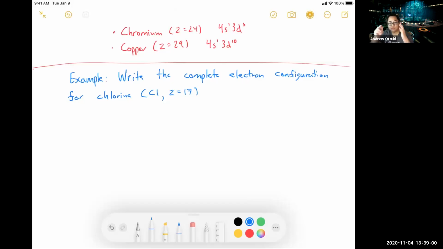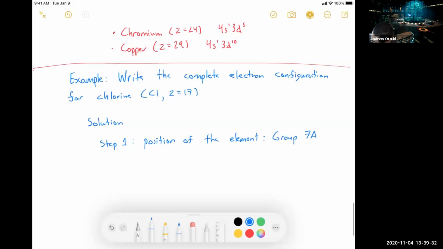Okay, so I'm just going to go through a step-by-step solution so we're all on the same page. This solution will be long. So, solution, step 1: position of the element. Where is it? Find it on your periodic table: group 7A, group 17, period 3.